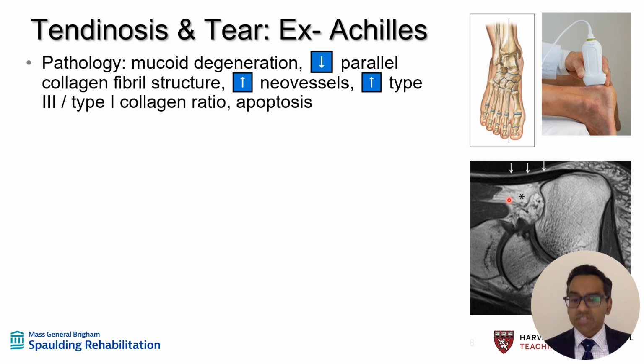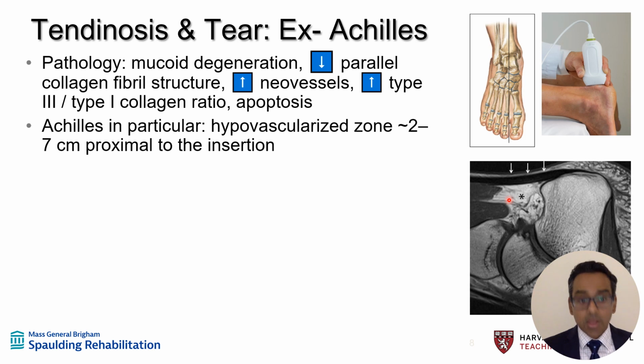You notice over time with repeated injury, there'll be less and less of the typical parallel fiber pattern, and instead you'll get neovascularization, so those new blood vessels growing in. You'll have an increase in the type 3 to type 1 collagen ratio. You'll have cell apoptosis. So in general, a lot of disorganization of the tissue. In the Achilles, when you find this, it usually is, like I said, in the mid-substance, somewhere between 2 to 6 centimeters proximal to its insertion on the calcaneus.